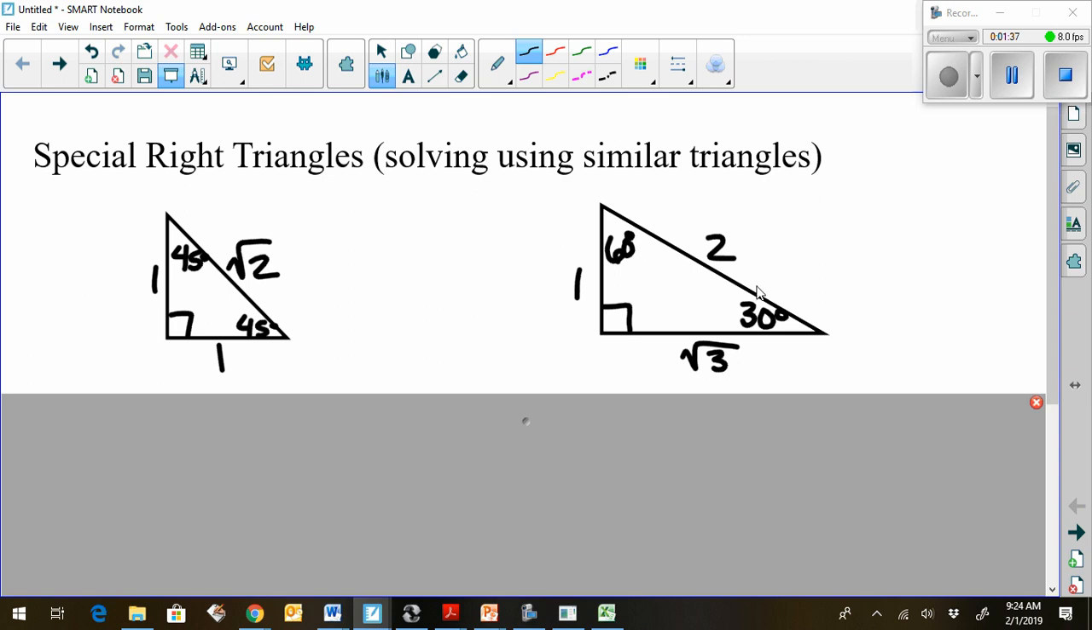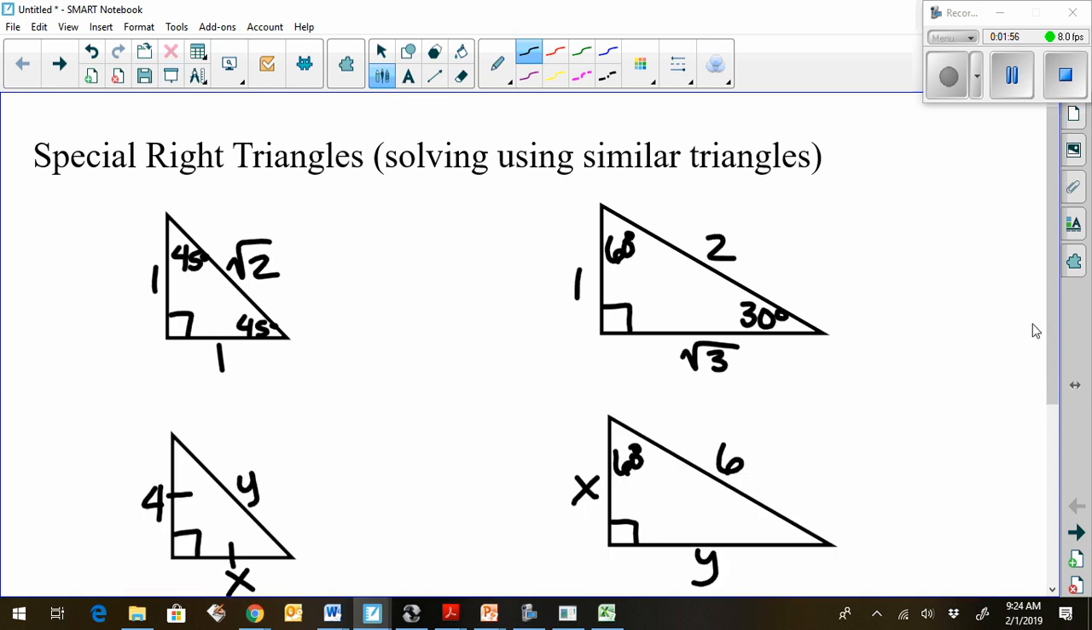The other one, we have a 30-60-90, and across from the 30, our scale would give us 1. Across our hypotenuse would be 2, and then our longer leg would be square root of 3. So these are similar triangles that we'll use to solve any question. So here are two questions that we have.